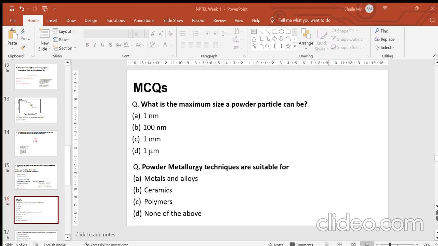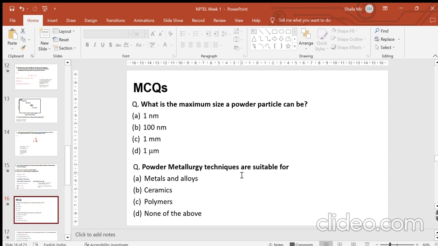Now we have some MCQs. I want you to attempt these MCQs and answer accordingly. The first MCQ is: what is the maximum size of a powder particle? This is based on this week's classes. Is it 1 nanometer, 100 nanometer, 1 millimeter, or 1 micrometer? Which of these will you define to be a powder? 1 millimeter. 1 millimeter, okay.